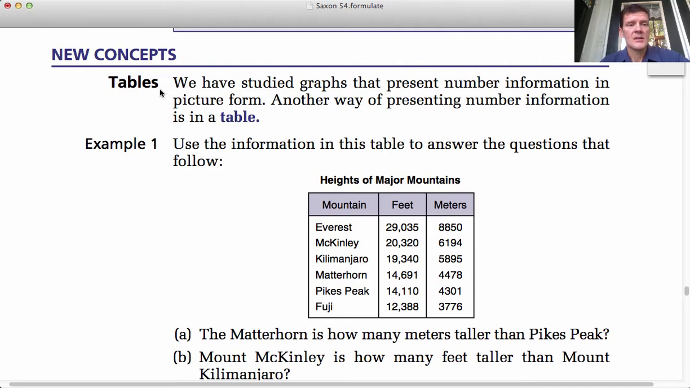Okay? So tables. We have studied graphs that present number information in picture form, and another way of presenting number information is a table. So notice we are displaying and organizing information that is numerical in nature. We're going to put that into a table, and it helps our eyes and our brain make better sense of it. Here's some information in the table, and we're going to answer some questions from that. So again, this is good information reading, or analytical reading, from data that is organized in a particular manner.